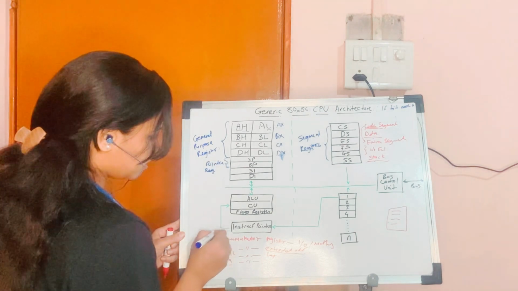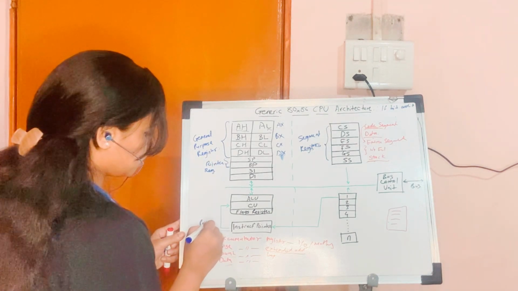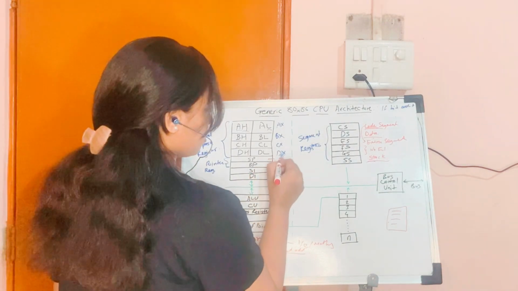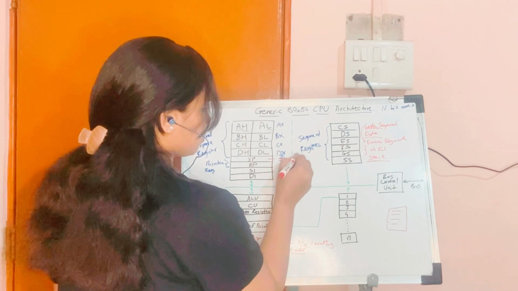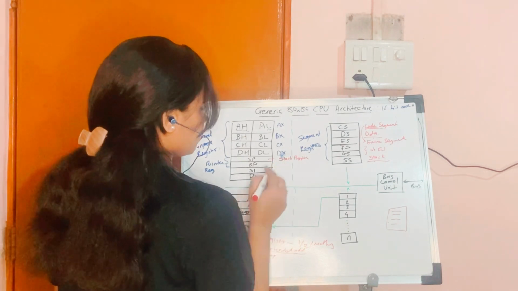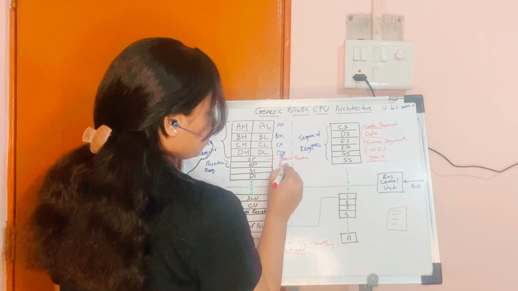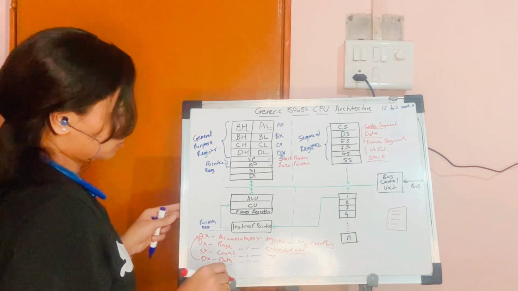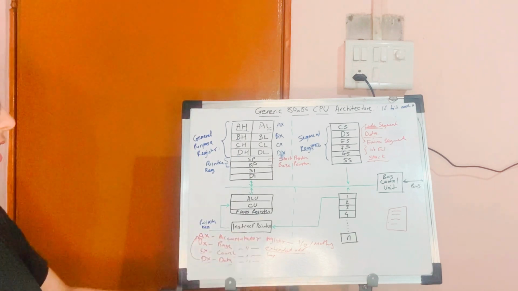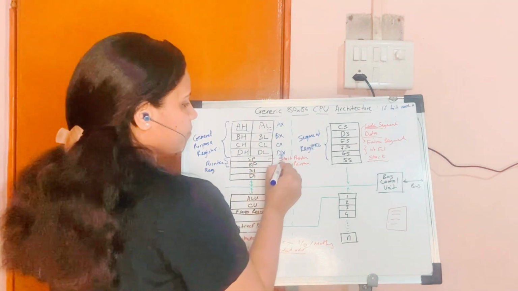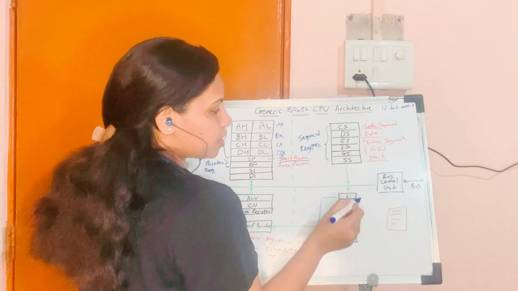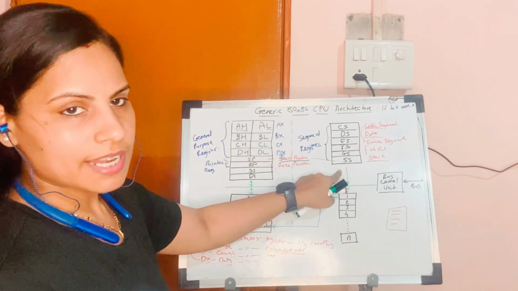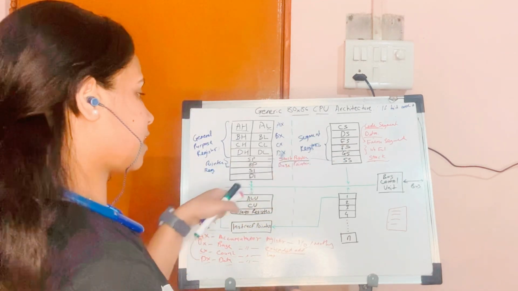And this is also a pointer register. SP stands for stack pointer, BP stands for base pointer, and IP stands for instruction pointer. The stack pointer works in conjunction with the stack segment, so it points to all the stacks that are present in the stack segment.